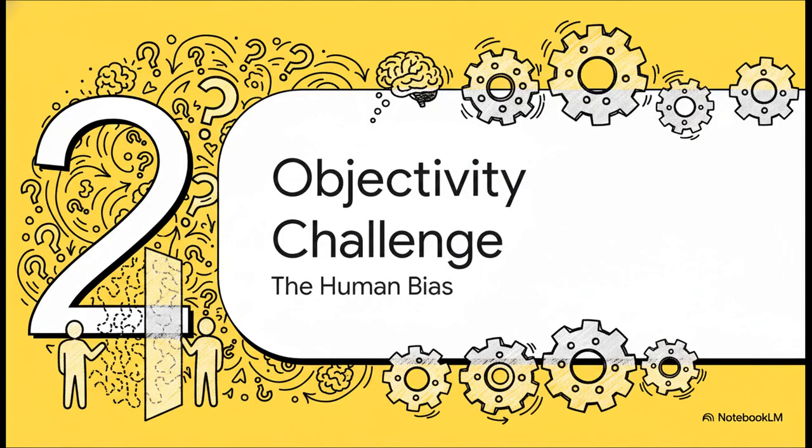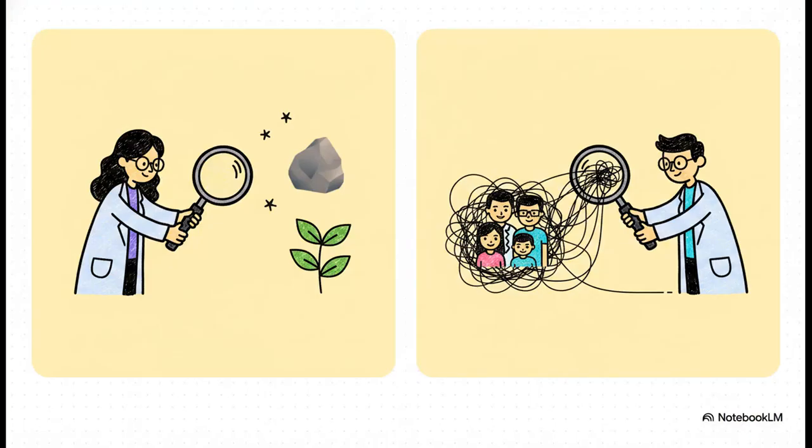Which leads us perfectly into Section 2, the objectivity challenge, the human bias. Think for a second about the natural sciences. When a geologist studies a rock or a botanist studies a plant, they're completely outside the world they're studying, right? A geologist can look at a rock without their personal feelings getting in the way, and that rock certainly doesn't have an opinion on being studied. But a sociologist, that's a totally different ballgame. A sociologist is a human studying humans.